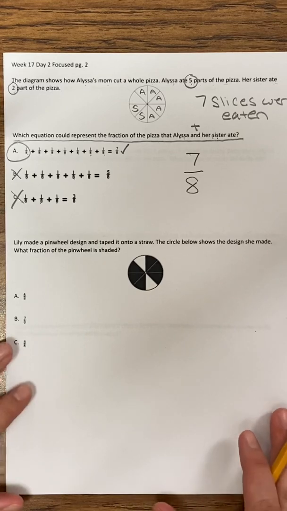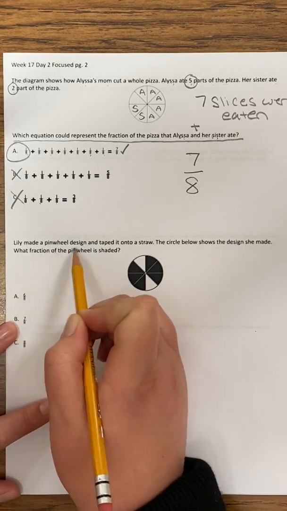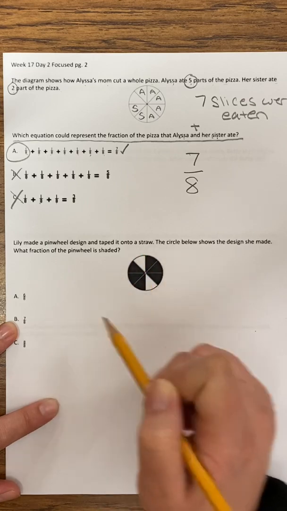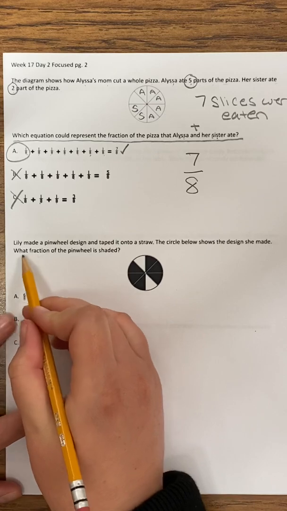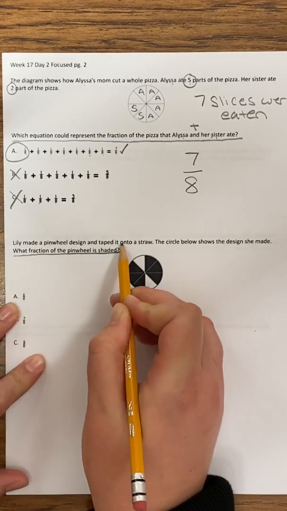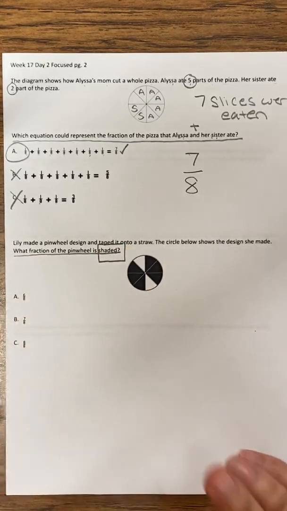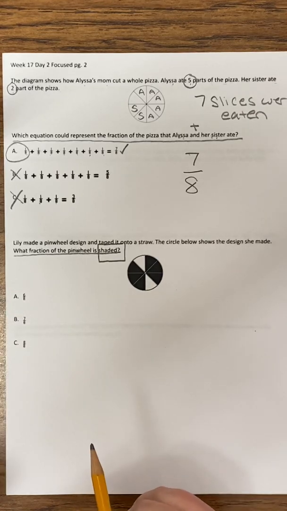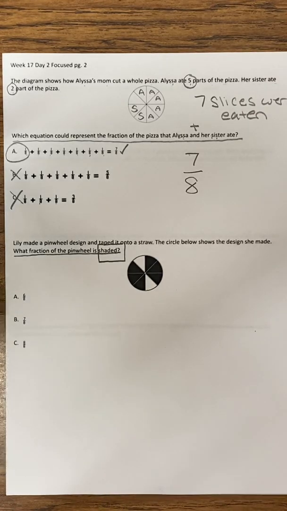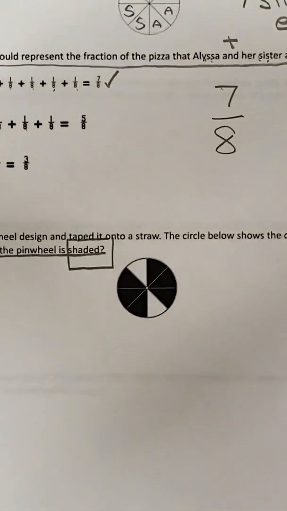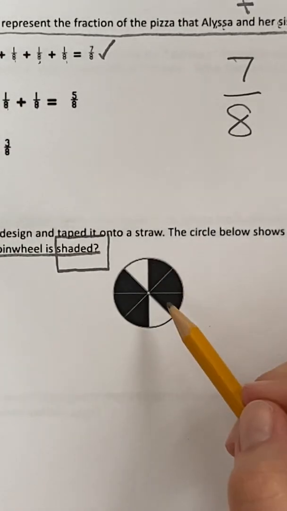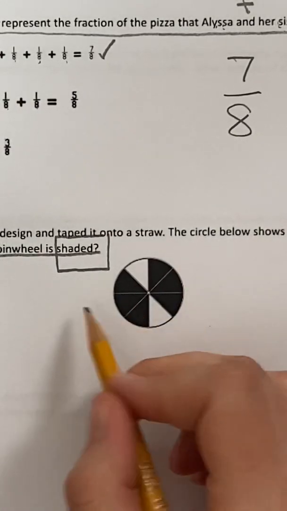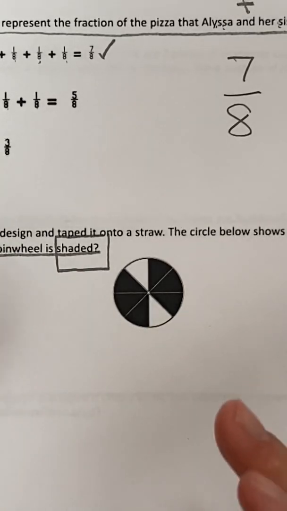All right, next one, here we go. Lily made a pinwheel design and taped it onto a straw. The circle below shows the design she made. What fraction of the pinwheel is shaded? So we're only looking at the shaded part, boys and girls. I know it's a little hard to see on the screen, so I'm going to zoom in as best I can here. Okay, there we go. You can see the lines a little bit better. And you should have a copy of this already too, so that you'll be able to see it a little bit better.